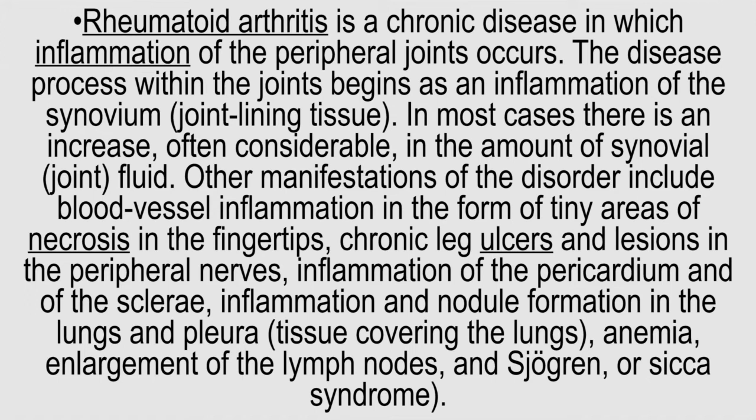chronic leg ulcers and lesions in the peripheral nerves, inflammation of the pericardium and of the sclerae, inflammation and nodule formation in the lungs and pleura, tissue covering the lungs, anemia, enlargement of the lymph nodes, and Sjogren, or Sicca, syndrome.